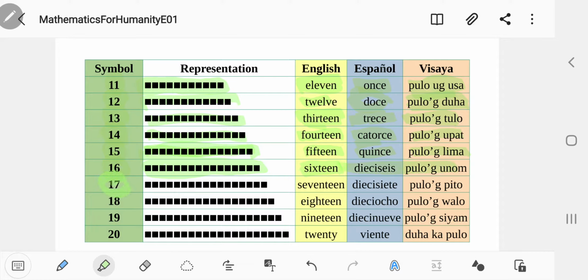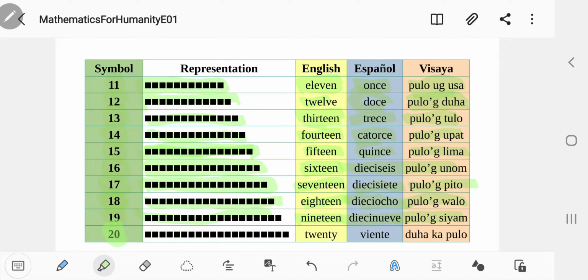And then you have a symbol representing the number 17. And this is also the figure representation or object representation. 17 in Espanol, sa Bisaya, 17. And then this is the number representing 18. En Espanol, 18. In Bisaya, 18. This is also the number representing 19. This is 19. En Espanol, 19. In Bisaya, 19.